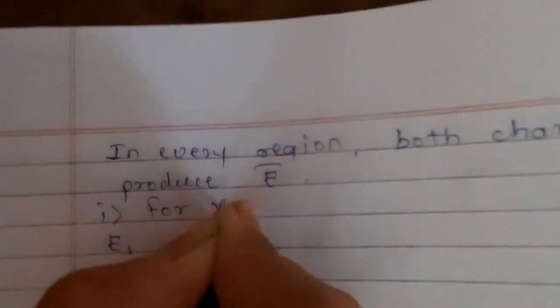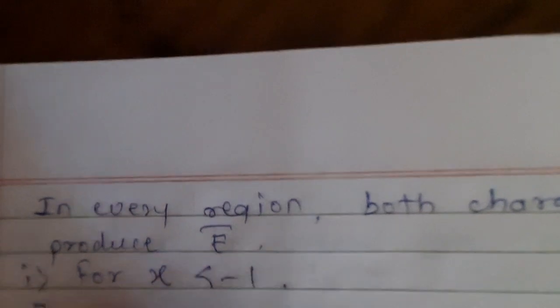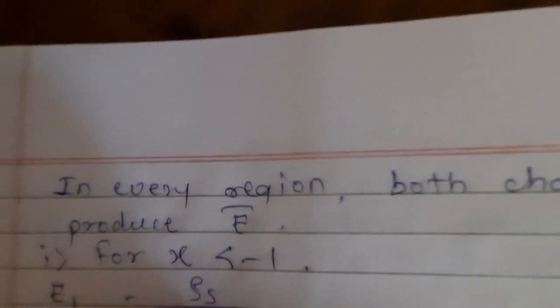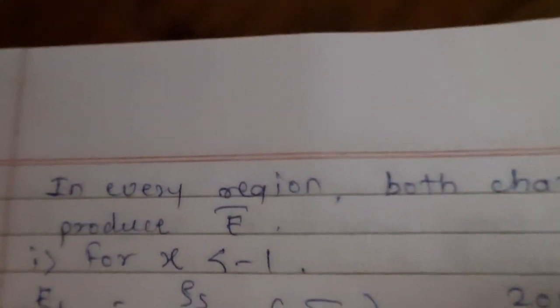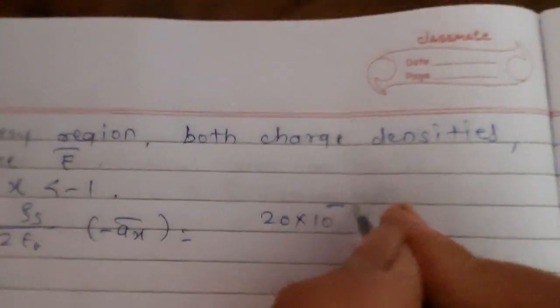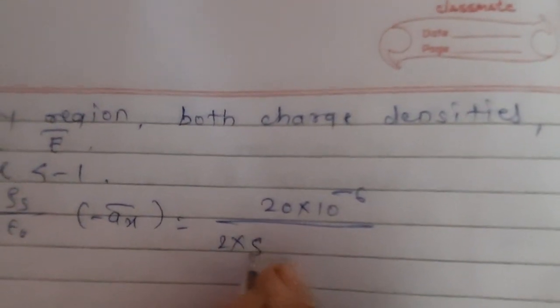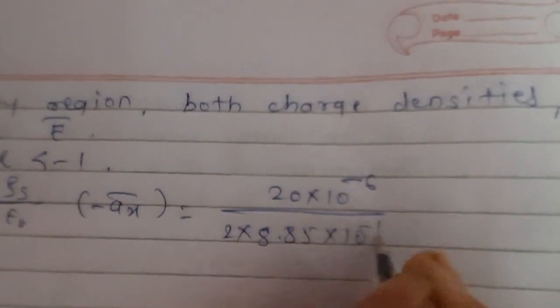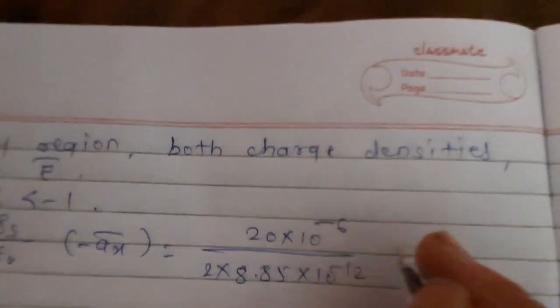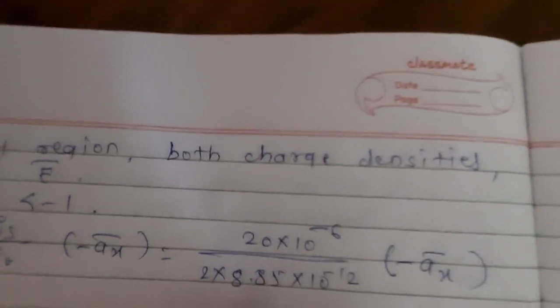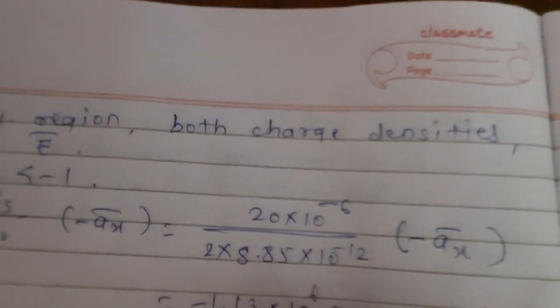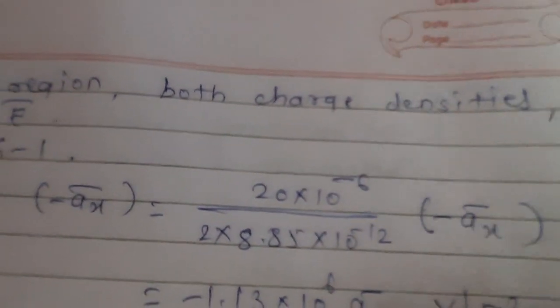Both charge densities means E1 and E2. So first we calculate for the case x less than minus 1. So E1 is equal to rho s over 2 epsilon 0 times minus ax bar. So it is 20 into 10 raised to minus 6 divided by 8.85 into 10 raised to minus 12 into minus ax bar. So its value is minus 1.13 into 10 raised to 6 ax bar volt per meter square.